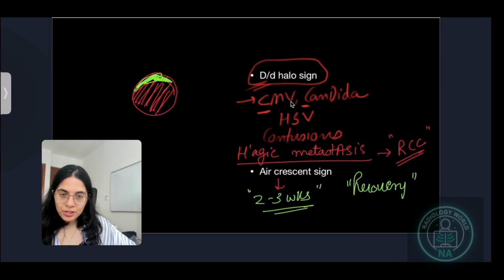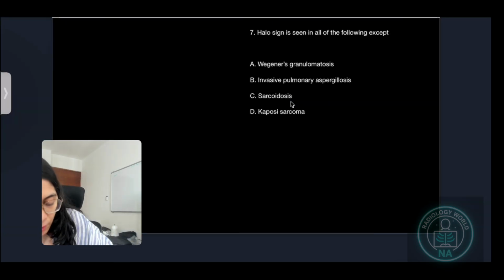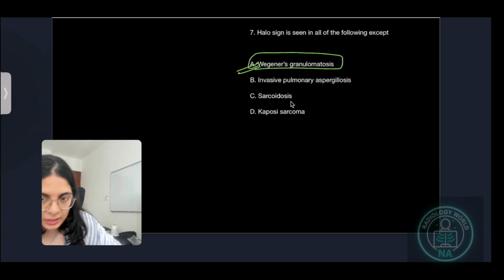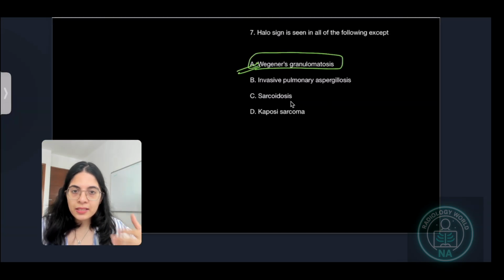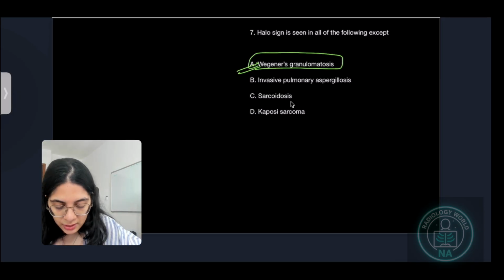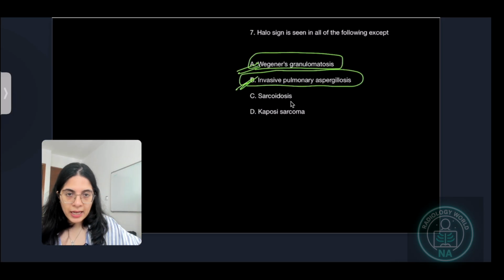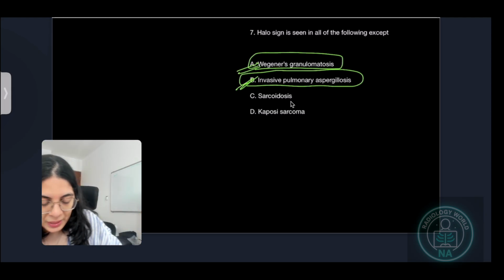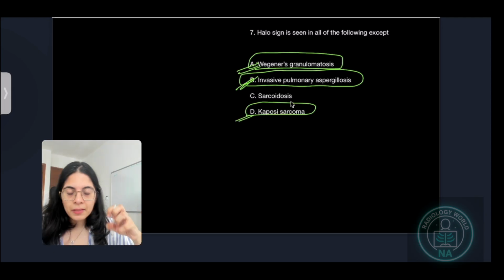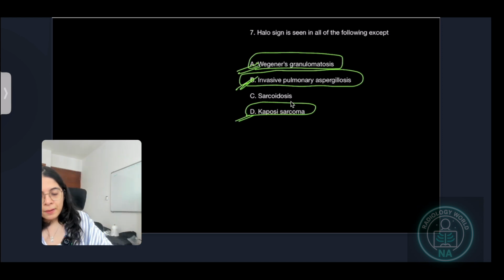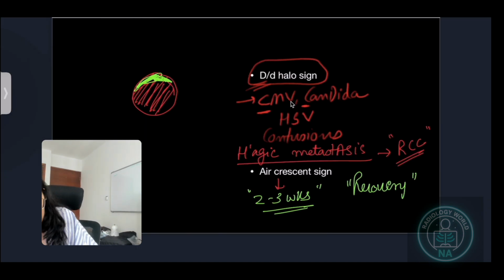But then there are other conditions also where halo sign is present. So one important thing is Wegener's granulomatosis. Okay, this is a vasculitis, and again in vasculitis there may be hemorrhage. So of course this is not the answer. You will see halo sign over here. Invasive pulmonary aspergillosis, yes, we see it in invasive pulmonary aspergillosis also. Sarcoidosis, no. In Kaposi sarcoma, again, there is a similar pathology. There will be hemorrhagic infarction happening in an immunocompromised status in HIV. So you see halo sign in this also.